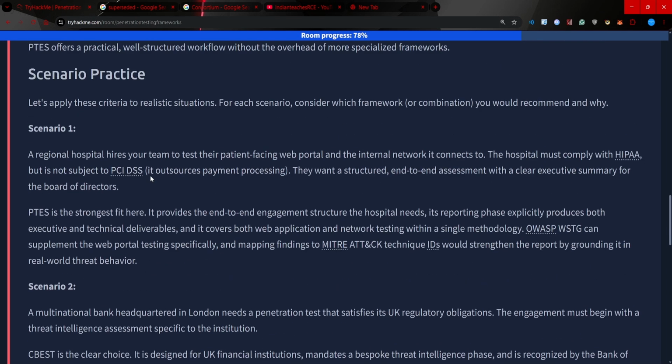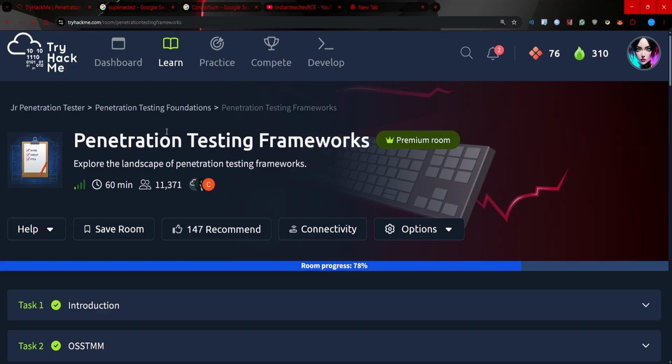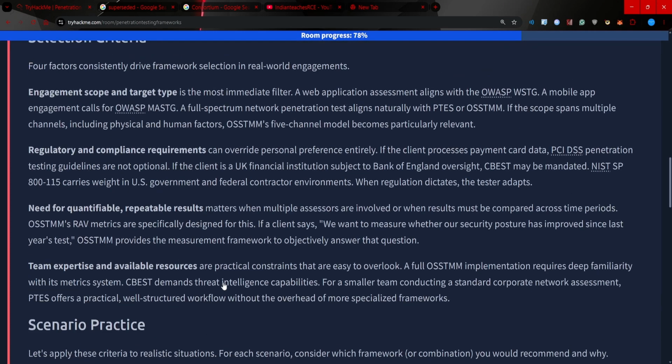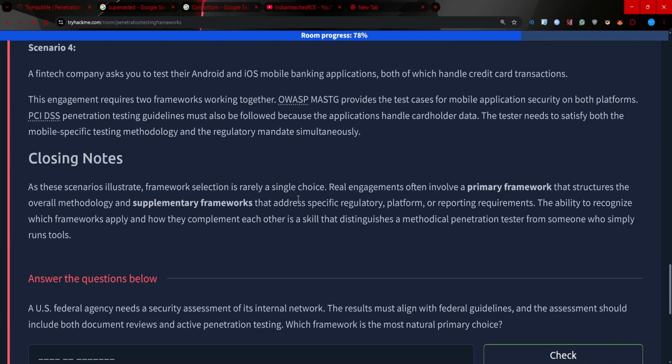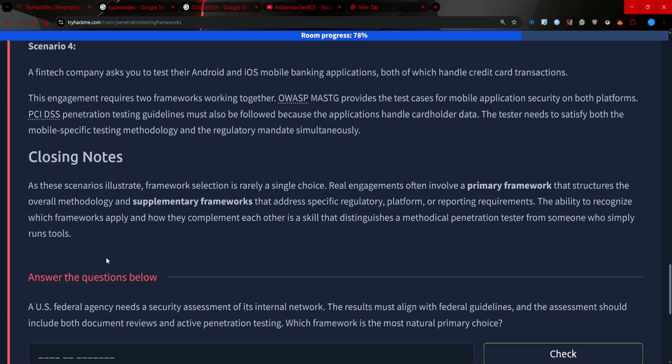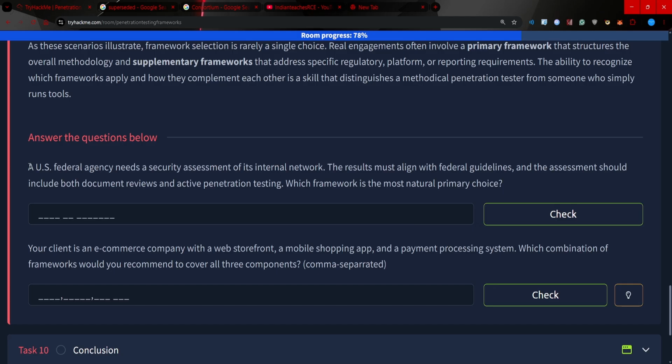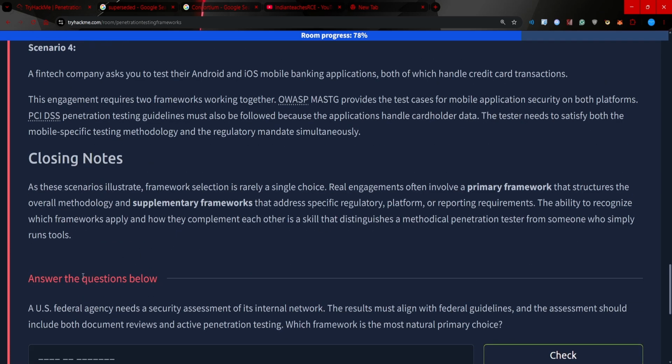Because if you don't read this penetration testing framework room, and this is a premium room for a reason, you will not be able to tell what you are doing, basically. You will not be able to say what am I doing, what framework am I choosing for this pen test.